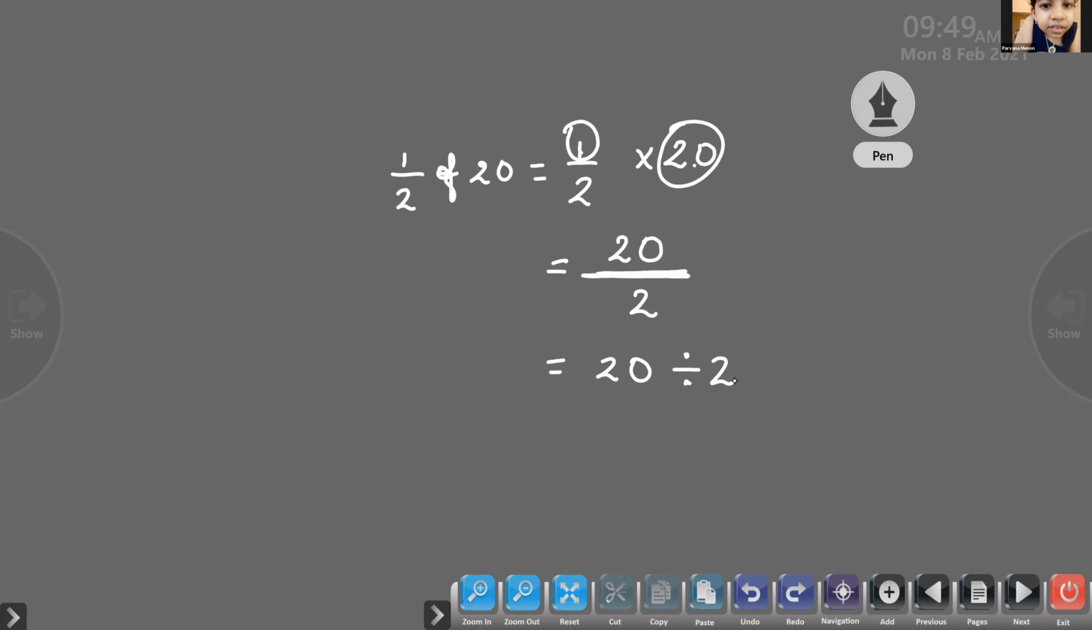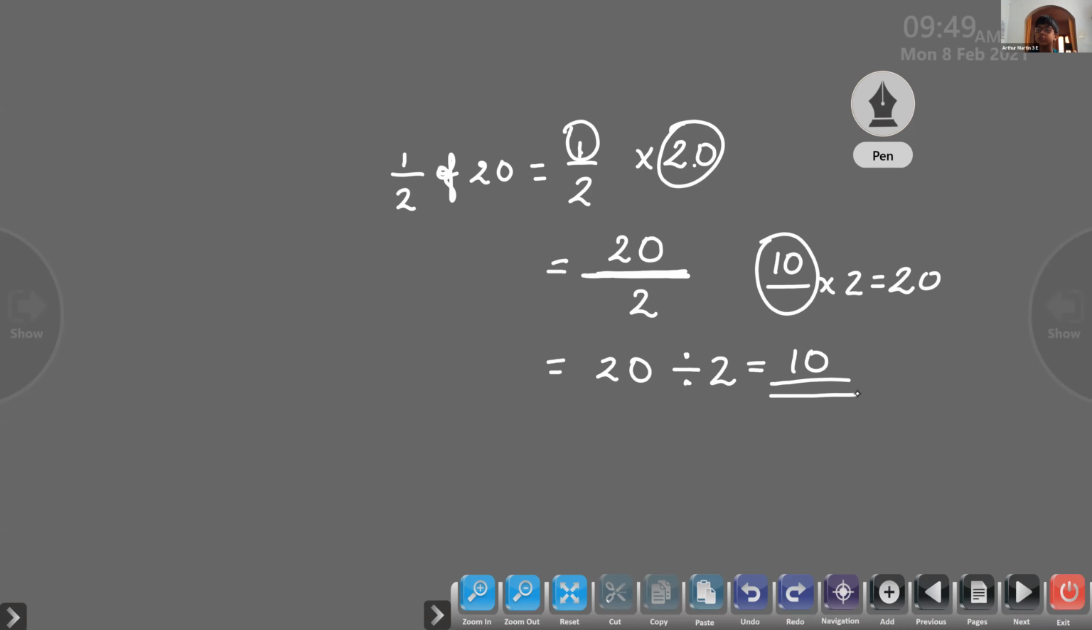Not 20 into 2, I am asking. Which number into 2 you get 20? 10. So 20 divided by 2 is equal to 10.